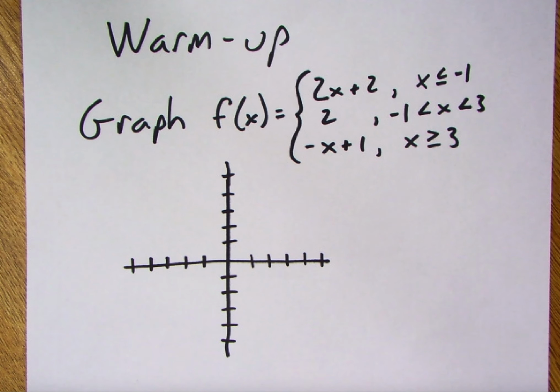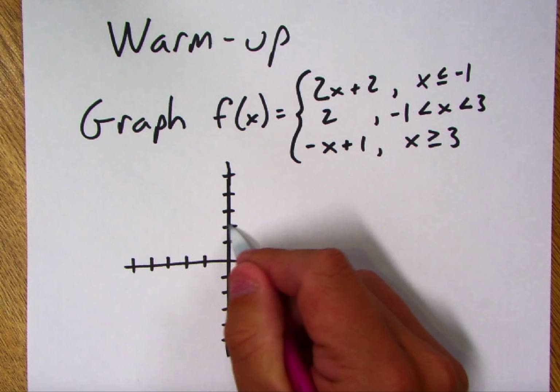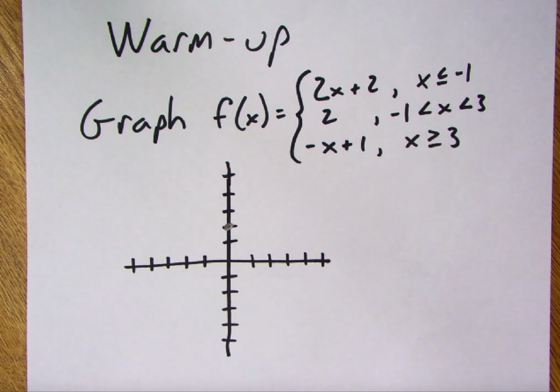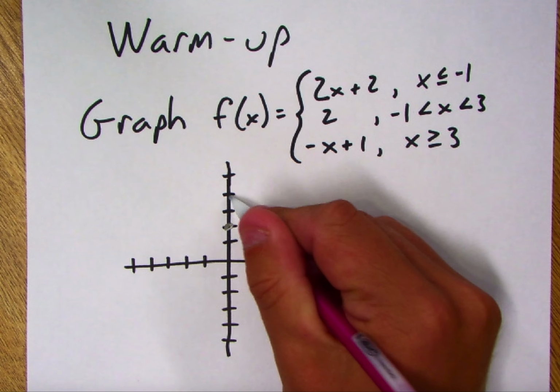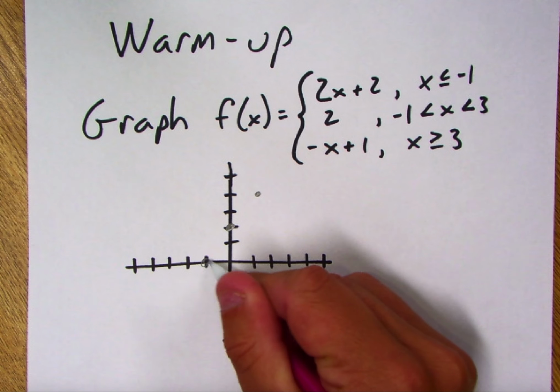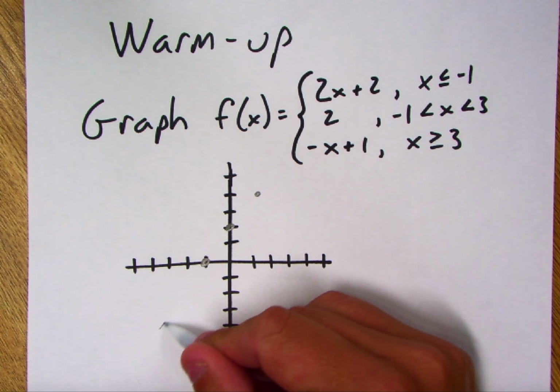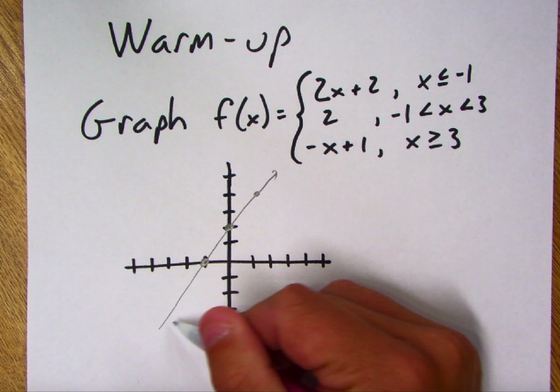Okay, so again, I'm going to go through it fairly quickly just so you can check your answer. The first piece is 2x plus 2, so my y-intercept is 2. My slope is 2, so up 2 over 1. I can go down 2, left 1. Especially with piecewise functions, I like to put a few more points on the graph, and then draw my whole line.